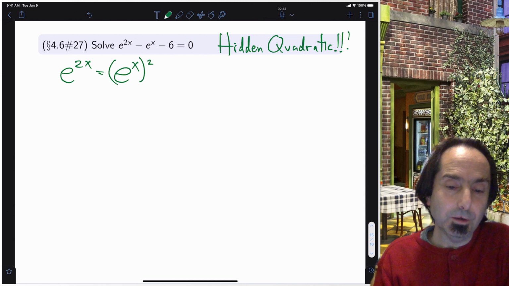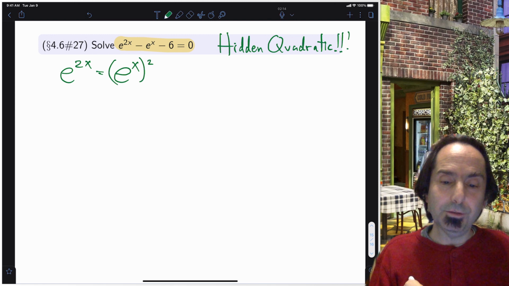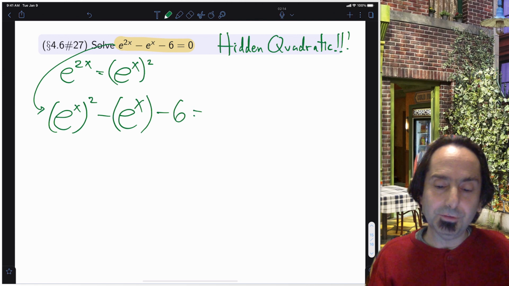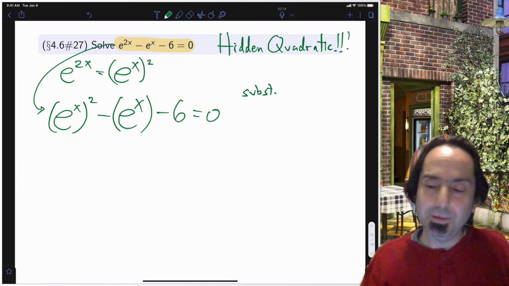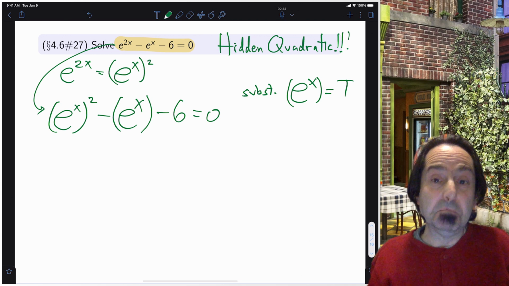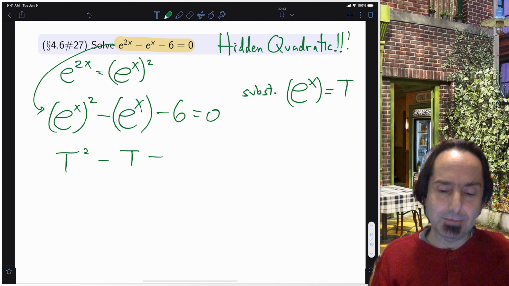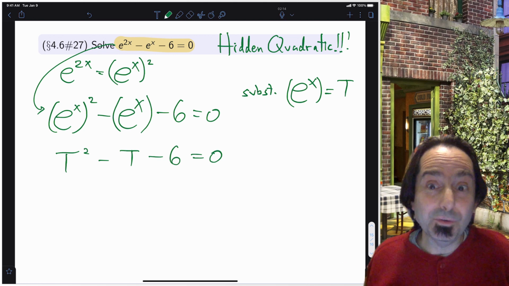And so what we really have in this equation is we have e to the x squared minus e to the x, and I'll put parentheses around that too, minus 6 equals 0. And what I'm going to do is I'm going to substitute e to the x. Let's just give that a name. How about big T? So this is really big T squared minus big T minus 6 equals 0. And that's the hidden quadratic.